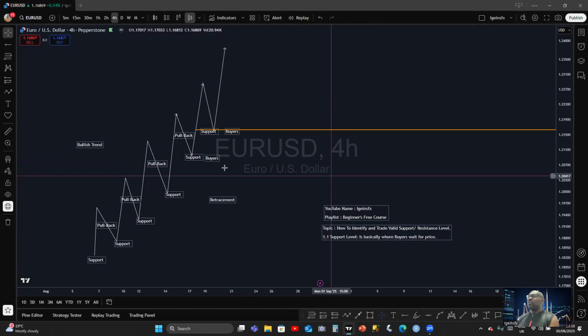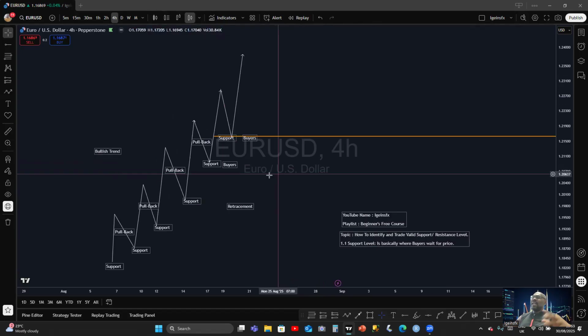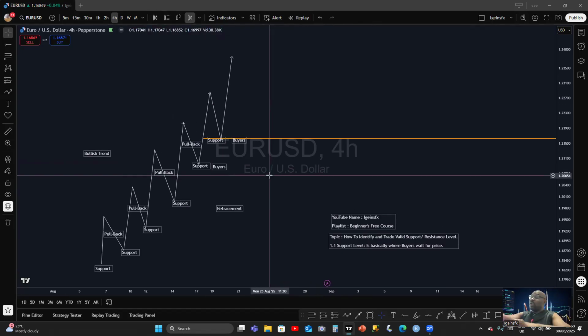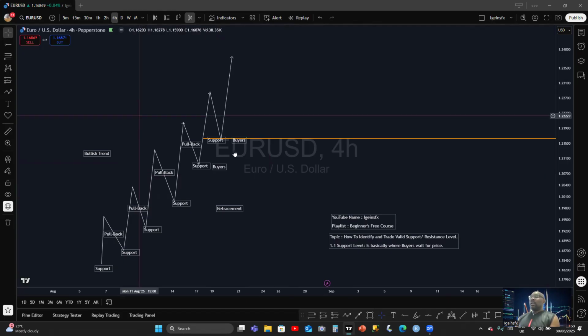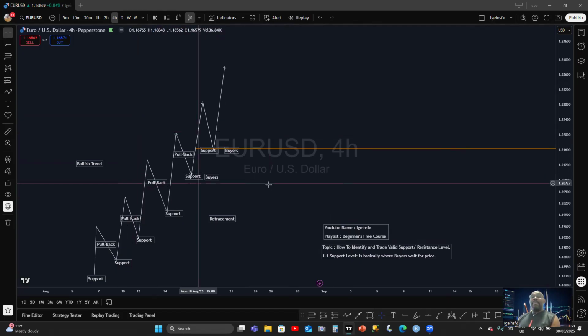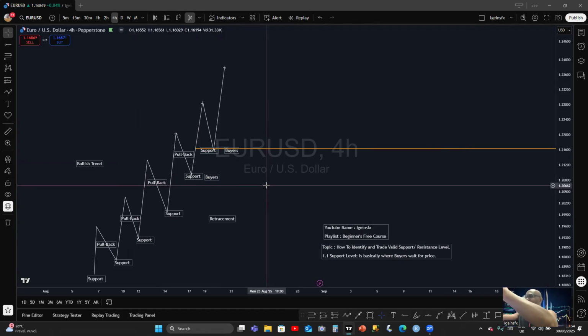Now, you have been able to identify what support level is all about, right? It's a level where buyers wait for price, and once price gets to that point, or that level, they will now push the price up.